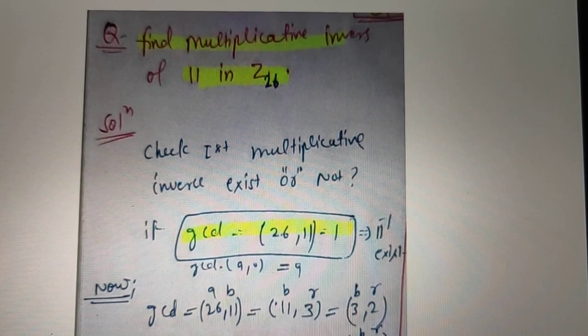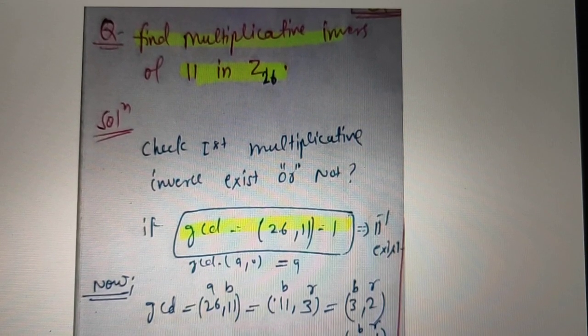Friends, today I am going to discuss the application of the extended Euclidean algorithm. As I discussed, we use the extended Euclidean algorithm to check whether a particular value we have taken as a key to decrypt our data has an inverse or not. If it exists, what is the value of that inverse? We can use the extended Euclidean algorithm to find that inverse value.